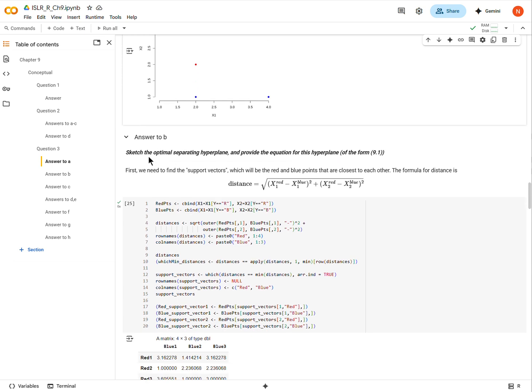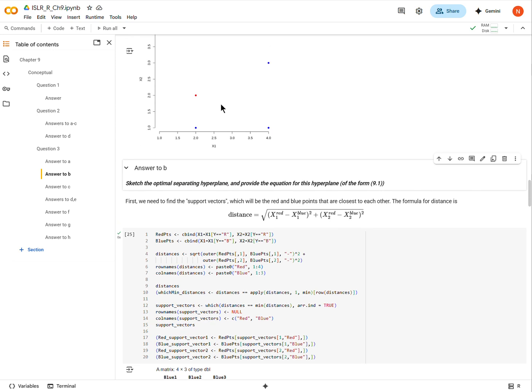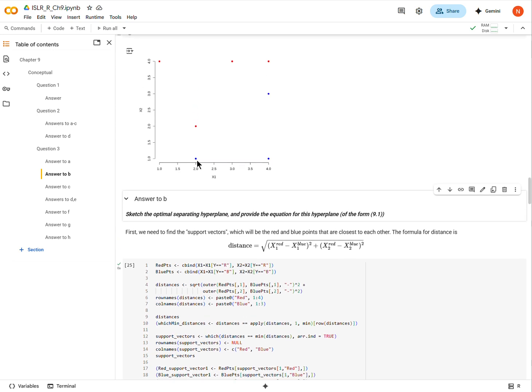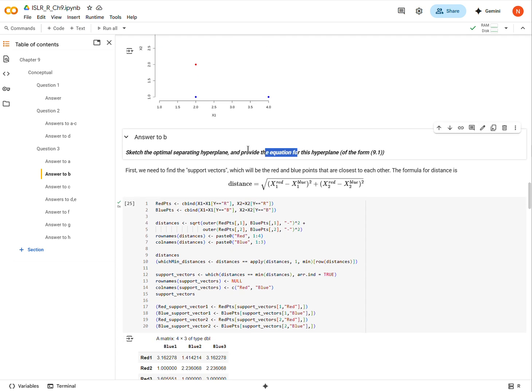We're going to sketch a separating hyperplane, but not any separating hyperplane, right? There are infinite lines that we could draw separating these two classes. We're looking for the optimal separating hyperplane, and then to provide the equation for it.